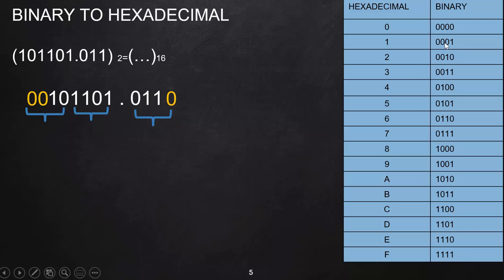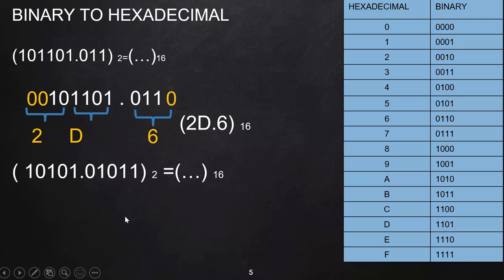Now, using this table, we can match with the hexadecimal equivalent. 0010 means 2, 1101 means D in hexadecimal, and 0110 is 6 in hexadecimal. So 2D.6 is the hexadecimal equivalent of our given fractional binary number.